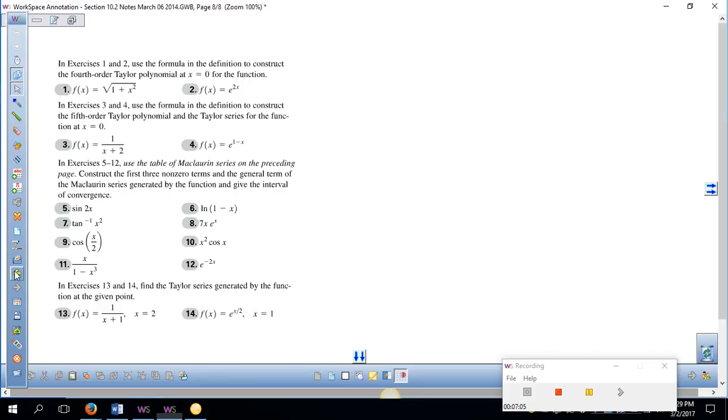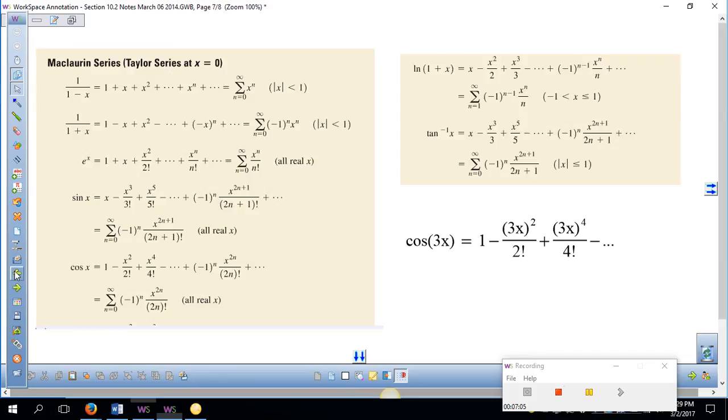All right, so that should do it. Please make sure you write down all these Maclaurin series that we need to know. Find your way to memorize them.